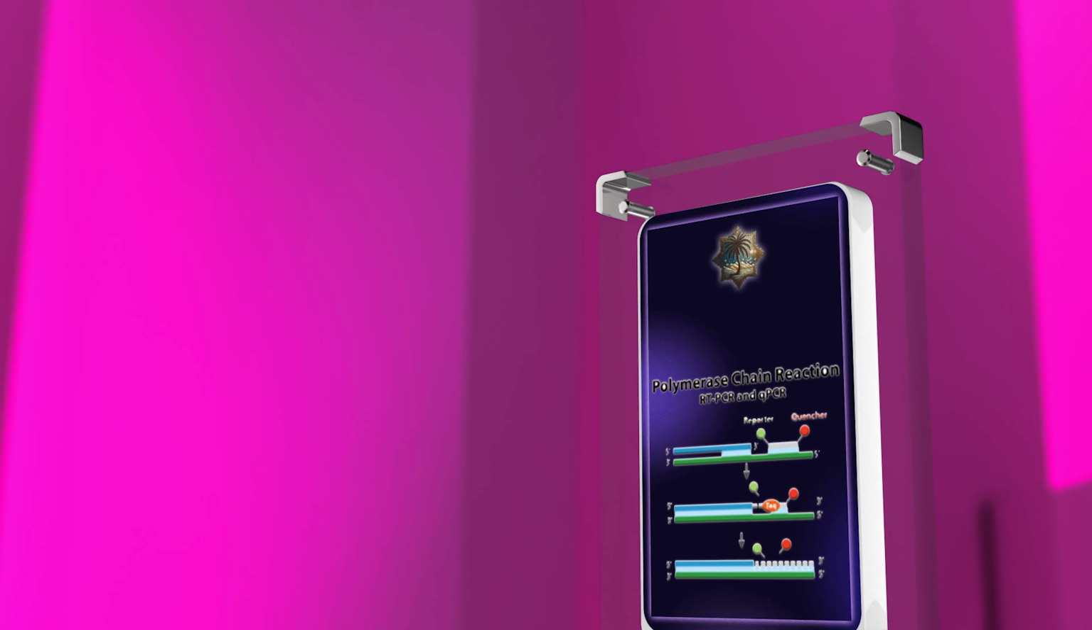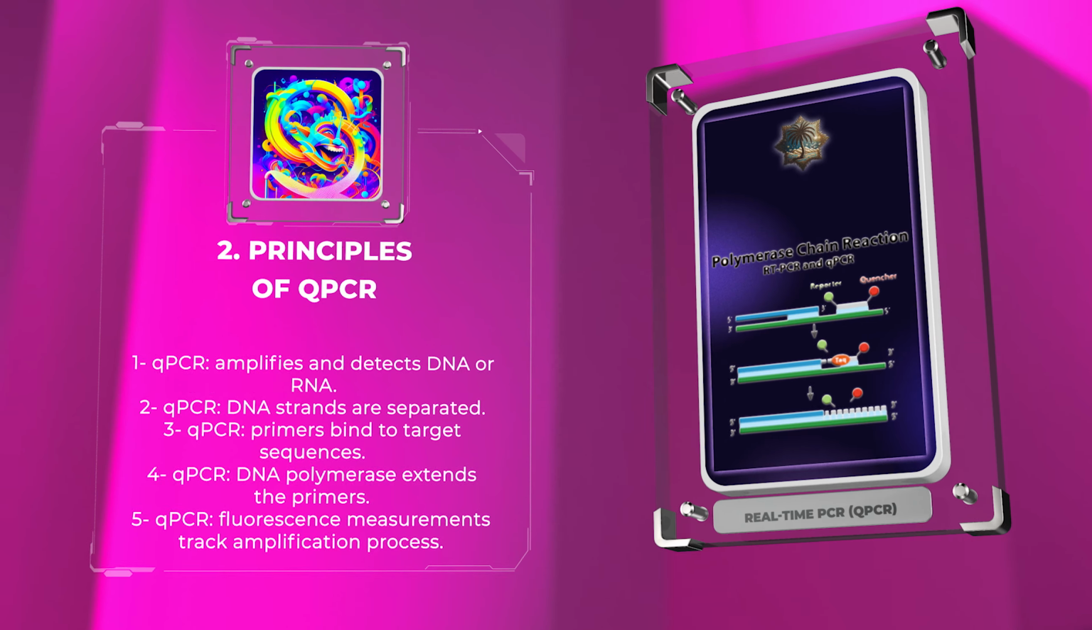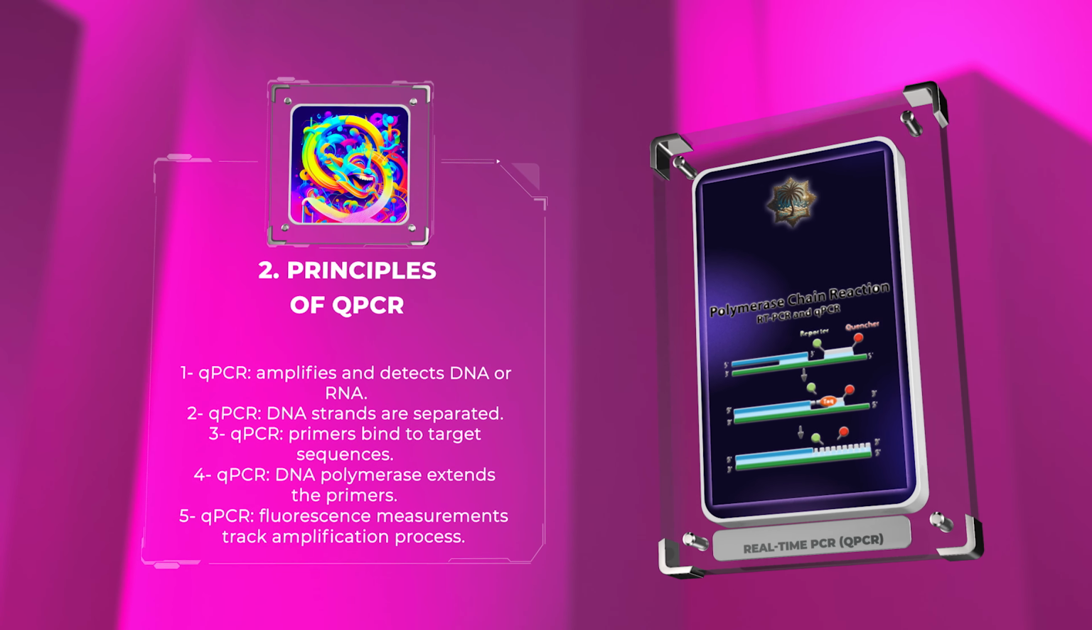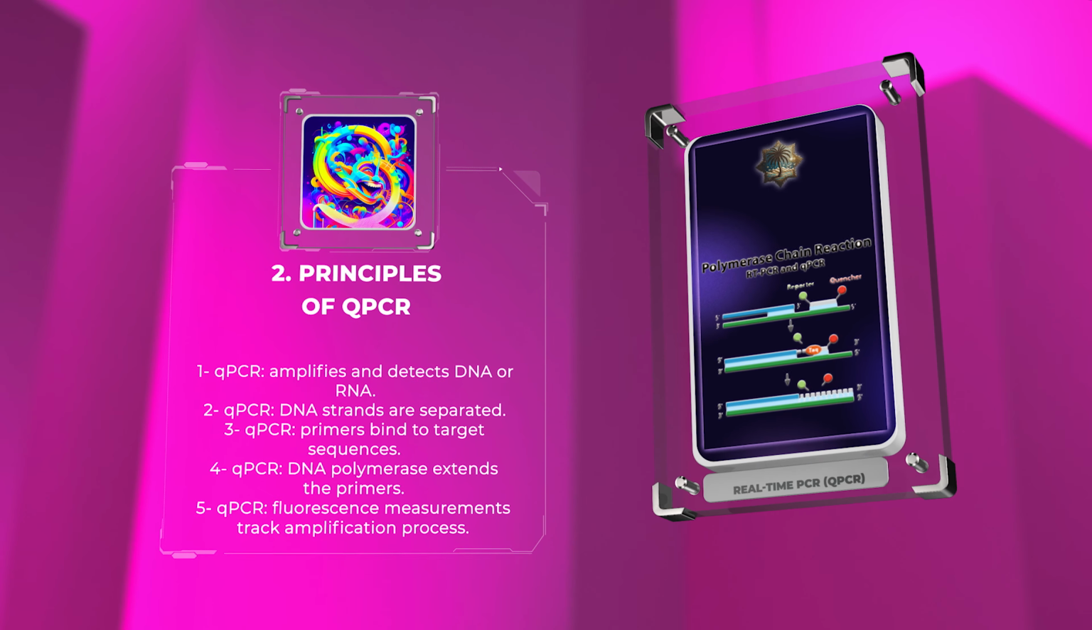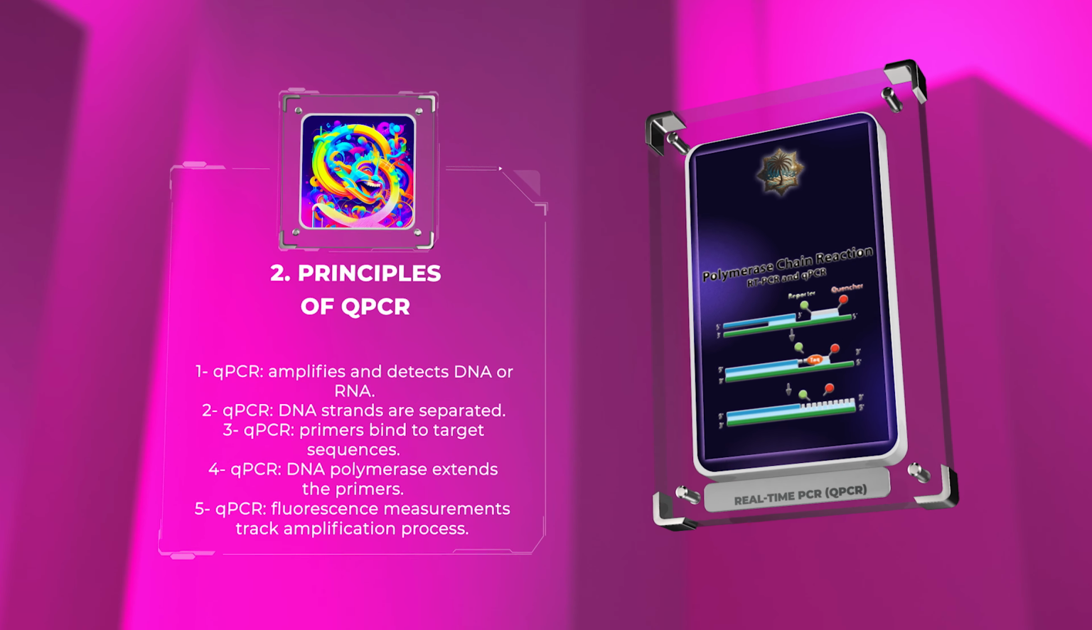In qPCR, DNA or RNA is amplified and detected through a series of steps. DNA strands are separated, primers bind to target sequences, and DNA polymerase extends the primers, increasing the target sequence. Fluorescence measurements track this amplification process.